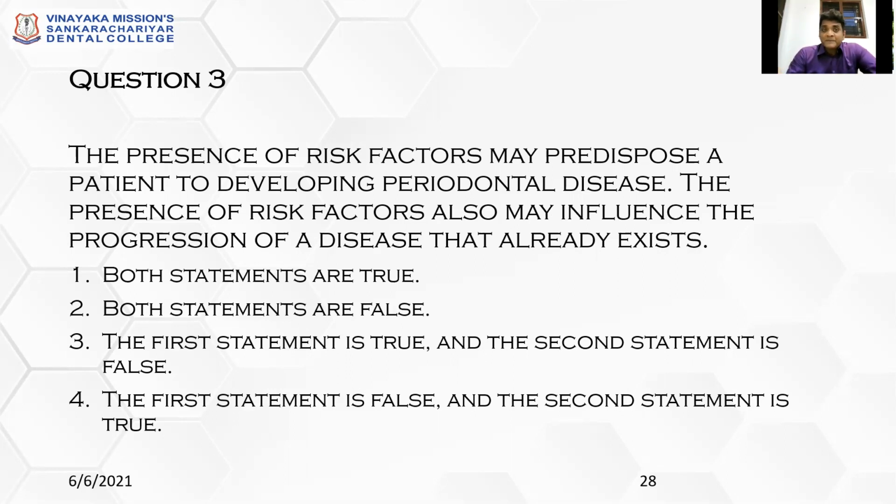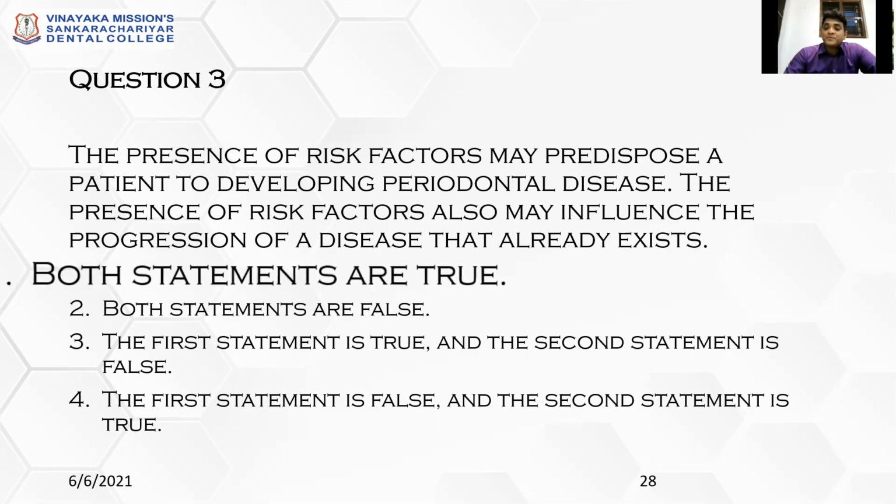Which is correct? A risk factor is a clear indicator that will cause a disease, so the first point is correct. The second point is that it will influence the progression, and obviously it will influence the progression of the disease. If a patient is a smoker and continues smoking, there won't be any improvement; the progression of the disease can't be counteracted by simple management of periodontal disease. So both statements are true.